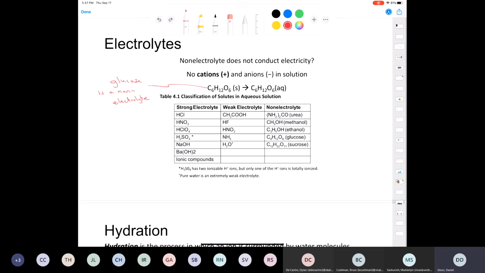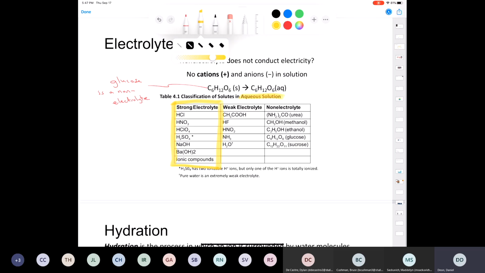Let's take a look at some examples of strong electrolytes. So we're going to start on this column right here with strong electrolytes. Well, what do we have? We have HCl, which is hydrochloric acid. Remember, these are aqueous solutions, so that means it must be hydrochloric acid. The next one is HNO3, that's nitric acid. The next one is HClO4, that's perchloric acid. Next, we have H2SO4, that's sulfuric acid. Then we have NaOH, that's sodium hydroxide. The next one is barium hydroxide.